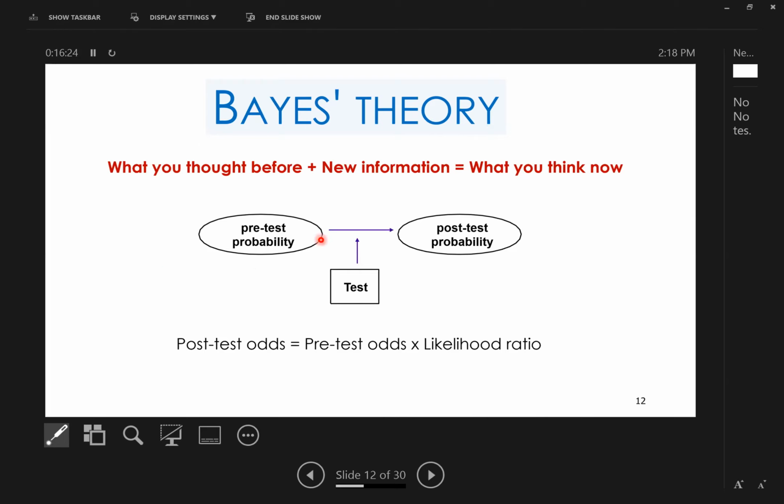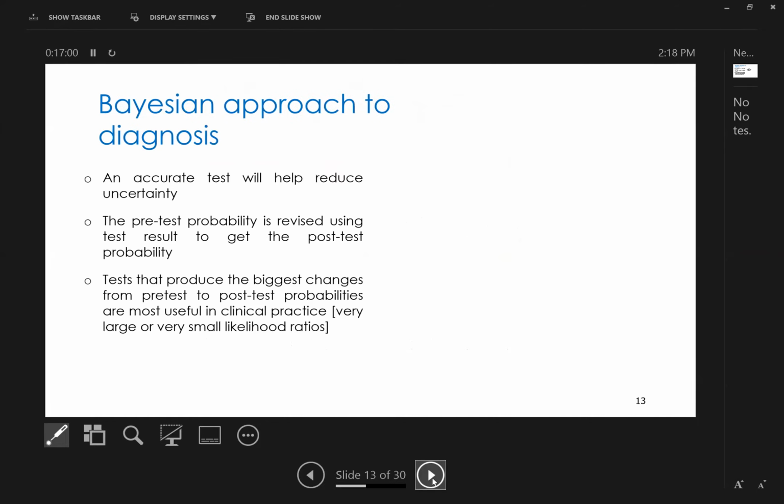So in mathematical terms, we compute what we call pre-test probability, then we do the test, and then we use these two to compute the post-test probability. The actual formula is post-test probability, or odds, is equal to pre-test probability multiplied by likelihood ratio. And likelihood ratio is the property of a test. And likelihood ratio is directly derived from two numbers, sensitivity of a test and specificity of a test, which I will now explain in a second, right? So now I want you to understand how the Bayesian approach to diagnosis works.